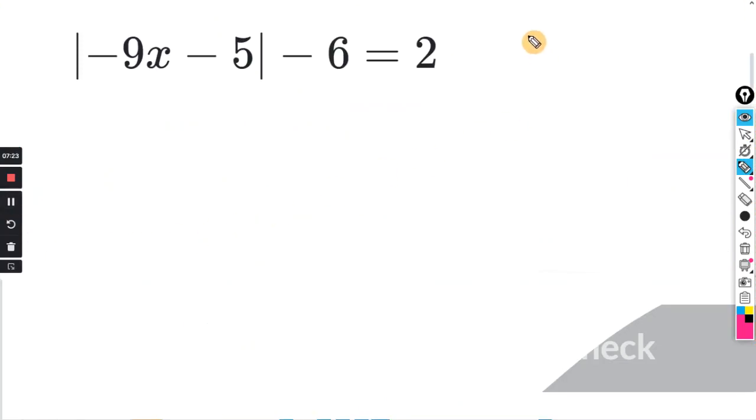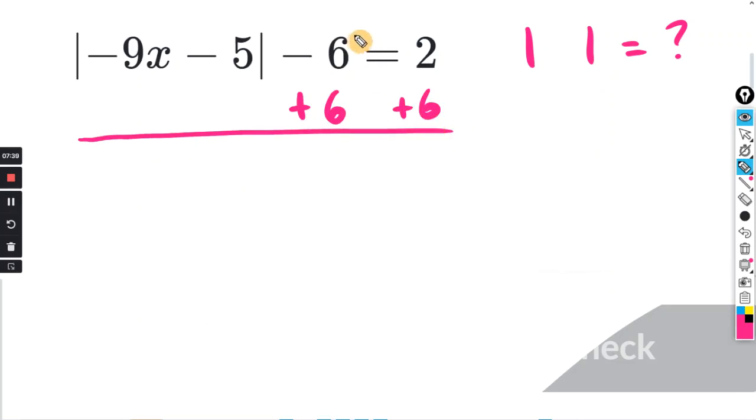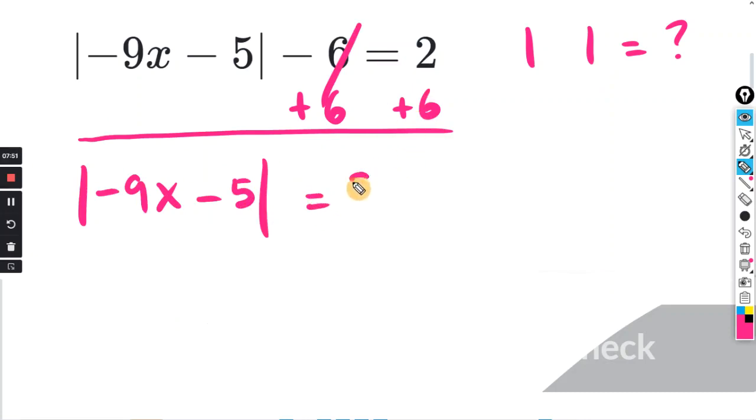All right, last one. You want to set the absolute value equal to whatever. You want to get it by itself. So we want this by itself. The opposite of minus 6 is plus 6. You want to do that to both sides of the equal sign. 6 minus 6 is gone. Absolute value of negative 9x minus 5 equals, and 2 plus 6 is just 8.